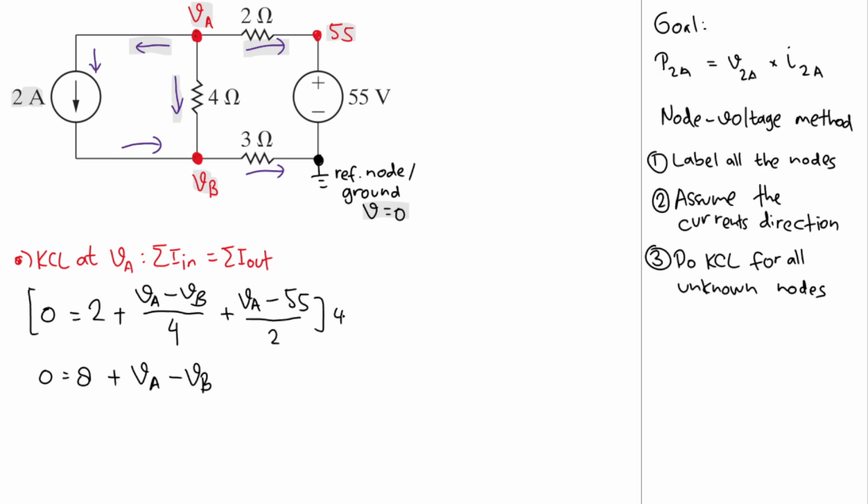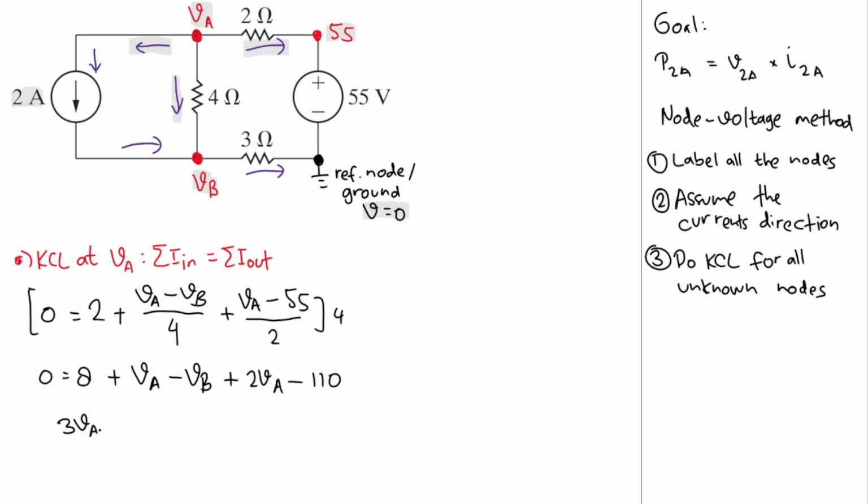And then 2 and 4 will cancel into 2. So we will have plus 2 VA. And then minus 55 multiplied by 2 is minus 110, I think. Yeah. Okay, good. Now we will have VA plus 2 VA. That will be 3 VA.